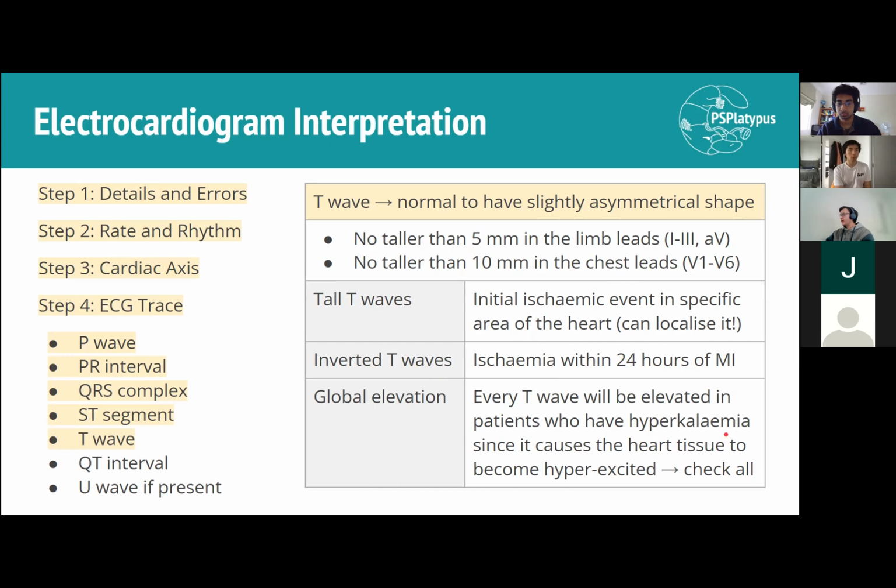And again, I would really encourage you to think about the physiology. Why is it that hyperkalemia leads to everywhere being tall tented or at least tall T waves? I've given the answer. That sucks. It's going to hyperexcite the tissue. So everywhere it's going to hyperexcite. So you want to check all of the leads everywhere.